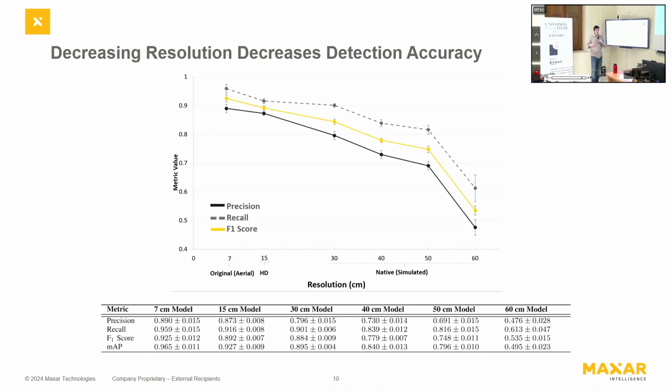What we did here was to retrain each model on each resolution so that we can do a fair comparison. So we didn't train on 30 and then test on 60. We trained on 60 and validate on 60.